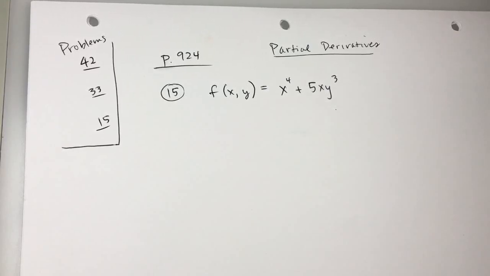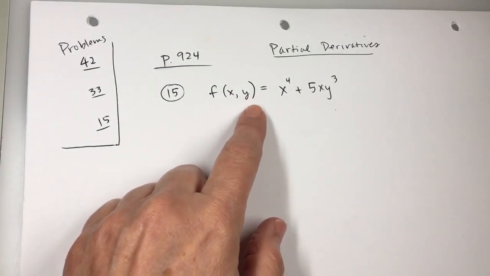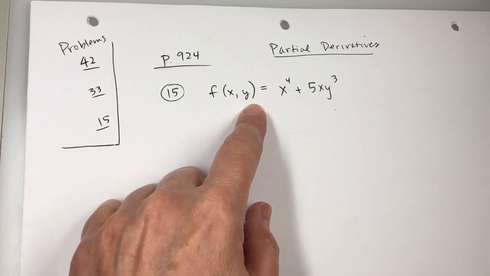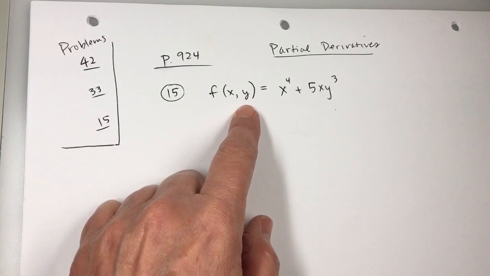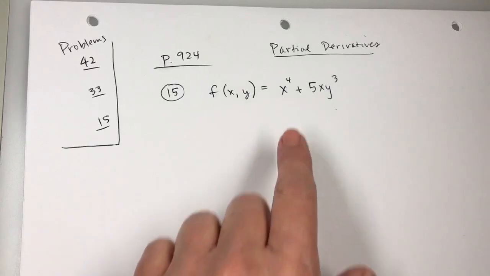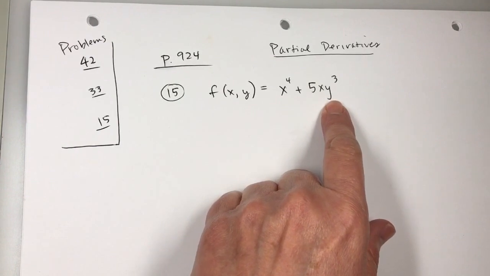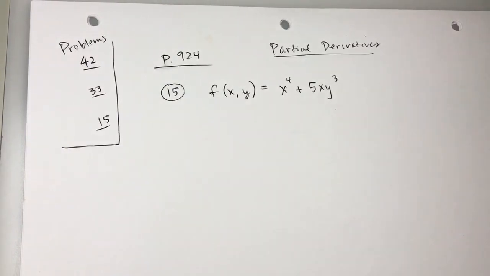So for a function with two independent variables, when I do what's called partial derivatives, I can do the derivative with respect to x, and I can do the derivative with respect to y. So there are two partial derivatives, one with respect to x, one with respect to y. So I'm going to find both of them. And really the thing you need to know is, if I'm doing the partial derivative with respect to x, then y is treated as a constant. And if I'm doing the partial derivative with respect to y, then x is treated as a constant.